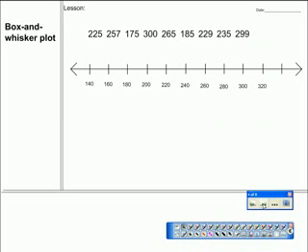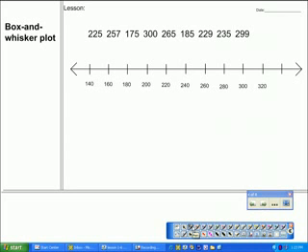All right. First thing I have to do whenever I'm going to make a box and whisker plot, which means I have to find the quartiles, is I have to do what with the data set? What do I have to do with those numbers? Put them in order. That's right.